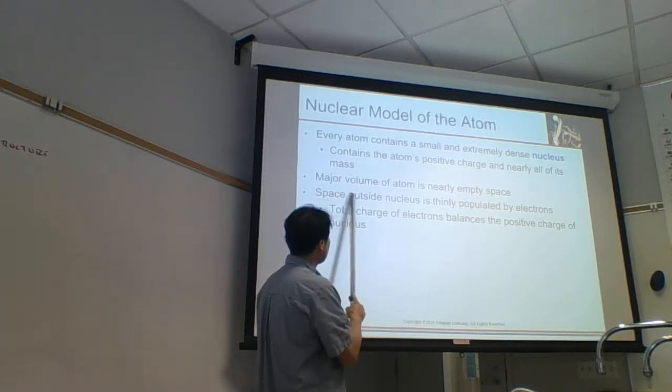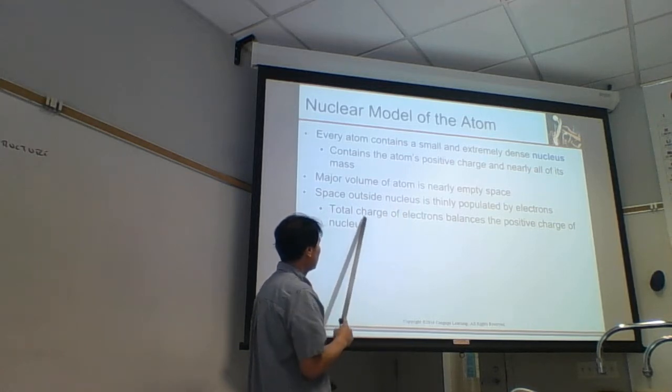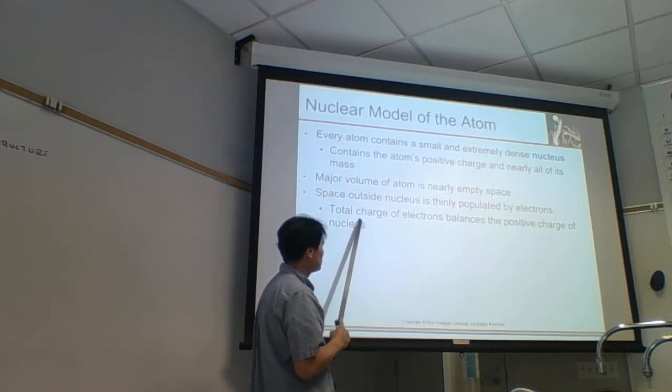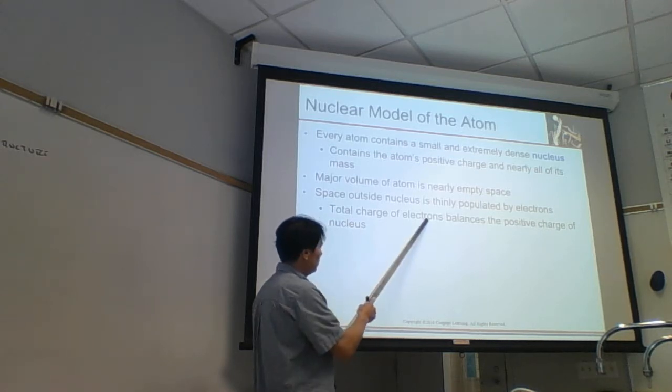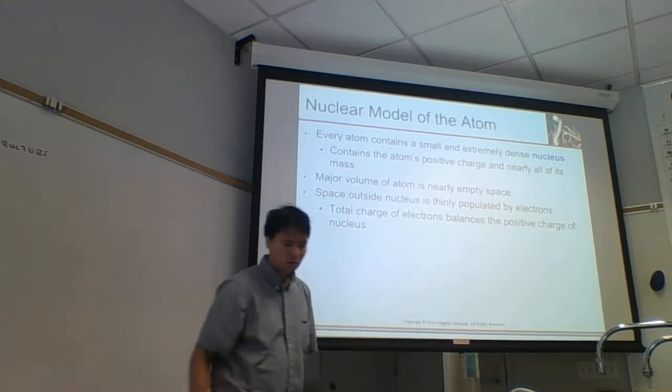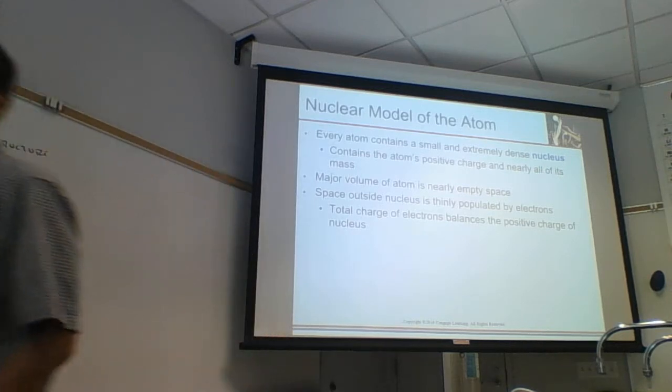And so the space outside the nucleus is thinly populated by electrons. So electrons occupy that empty space around the nucleus. The total charge of the electrons balances the total charge of the protons. That is, we have electrical neutrality.